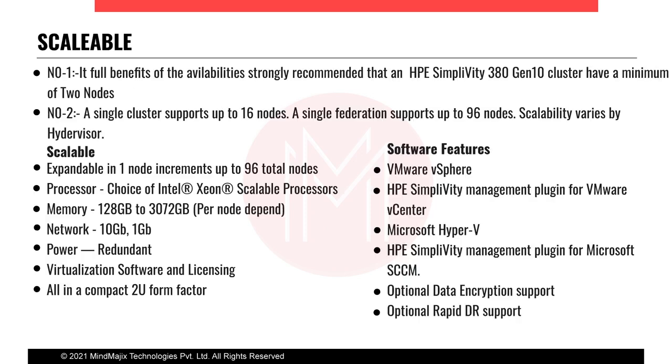So we'll talk about how it will be scalable. Number one is the full benefit of high availability. It is strongly recommended that HP Simplivity Gen 10 clusters have a minimum of 2 nodes. If you talk about a 2 node cluster, only one HCI solution in the market provides high availability with 2 nodes. If you talk about other HCI, there must be 3 nodes, there must be 4 nodes. So we'll speak briefly about who requires 2 nodes, who requires 3 nodes, who requires 4 nodes. We'll teach you that in deep.